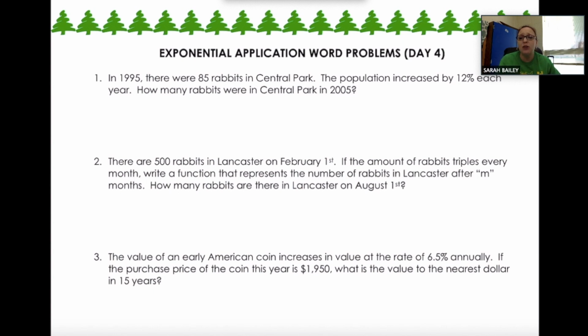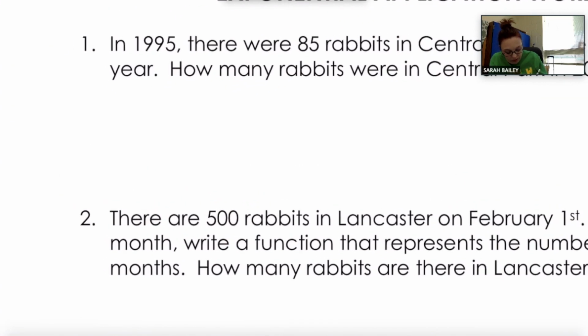So number one, in 1995, there were 85 rabbits in Central Park. The population increased by 12% each year. How many rabbits were in Central Park in 2005? Since it's talking about the population increasing, I know that this would be an exponential growth. So I'm going to write my formula for exponential growth. That's going to be y equals c times 1 plus r to the t power.